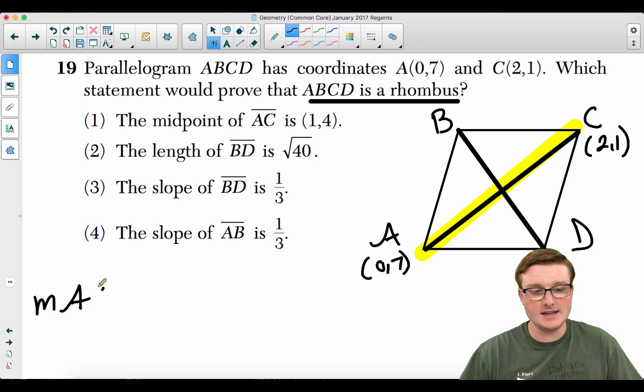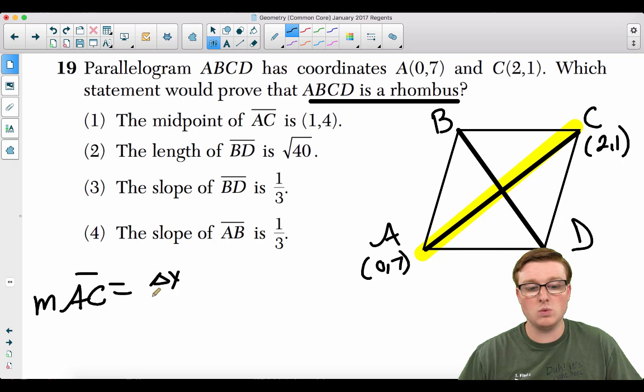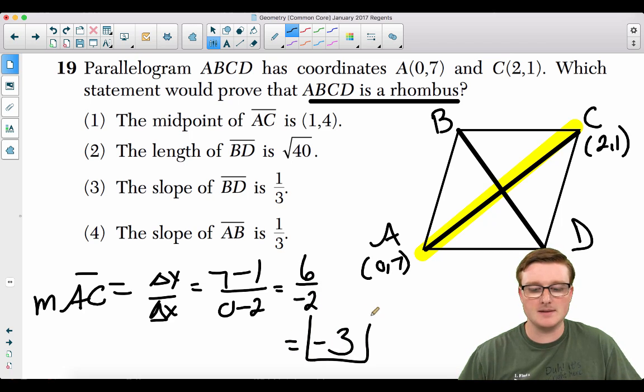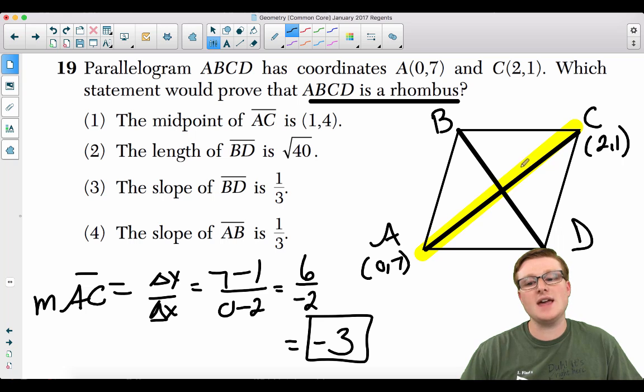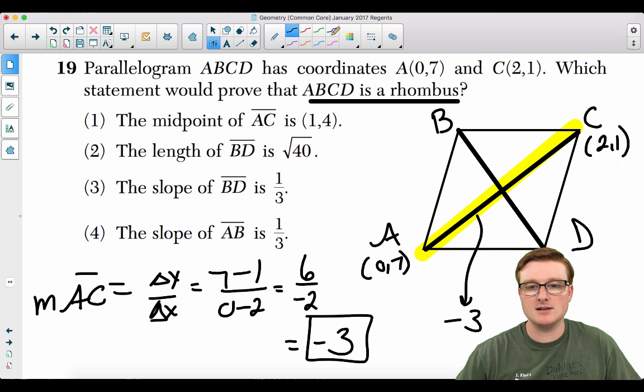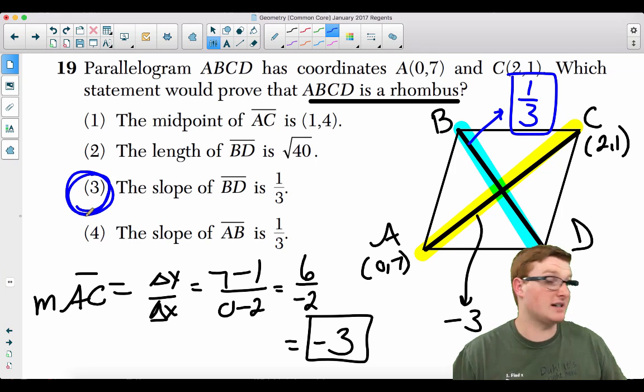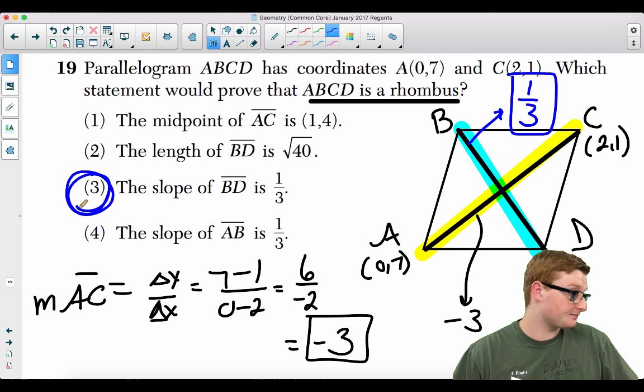The slope of AC, which is equal to the change in y over the change in x, that's going to be 7 minus 1 over 0 minus 2. Unfortunately, this diagram is not drawn to scale because the slope is negative. So we get 6 over negative 2. The slope is negative 3. So therefore, if the slope of AC is negative 3, then the slope of BD is actually going to be the negative reciprocal, which is positive 1/3. So the slope of BD is equal to 1/3 is a correct answer. That's going to be choice 3.